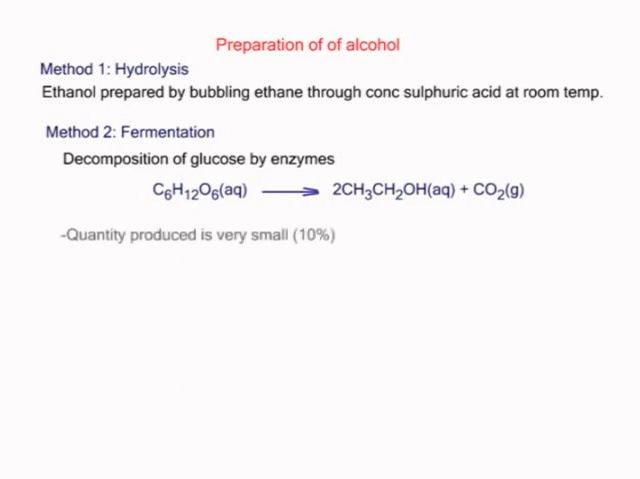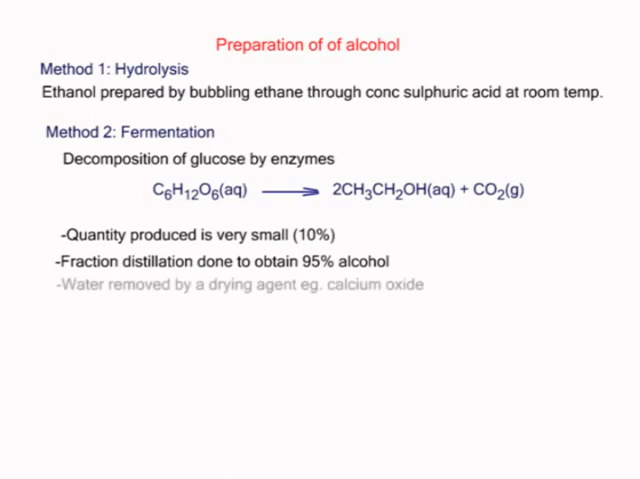However, a very small amount of alcohol is usually produced by fermentation, actually about 10% by volume. The alcohol content can be increased by fractional distillation of the dilute solution. The 95% ethanol obtained contains 5% of water, which can be removed by using a suitable drying agent such as calcium oxide to obtain absolute alcohol.